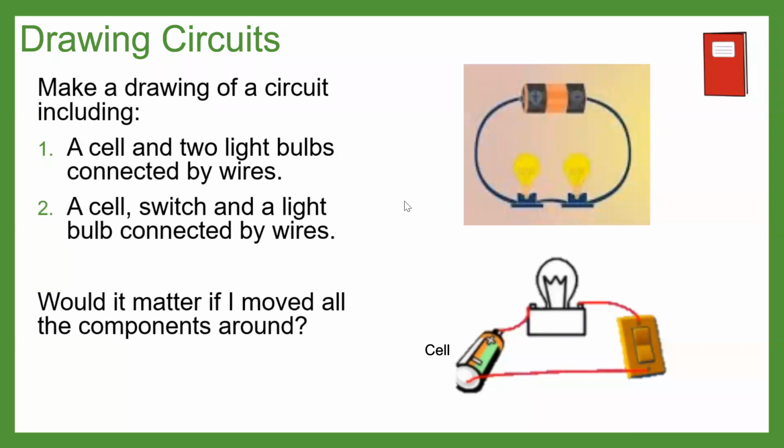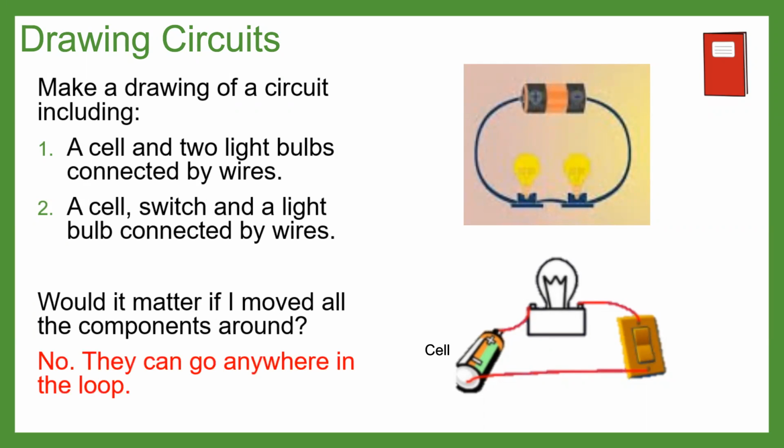I would like you to think, would it matter if I move the components around? Does it matter if I put the lights in a different order, or if I switched around the light and the switch? Do you think it would matter? Have a think. Okay, I can tell you that it wouldn't matter. They can go anywhere in the loop. So you can pause this video and give yourself a bit of time.